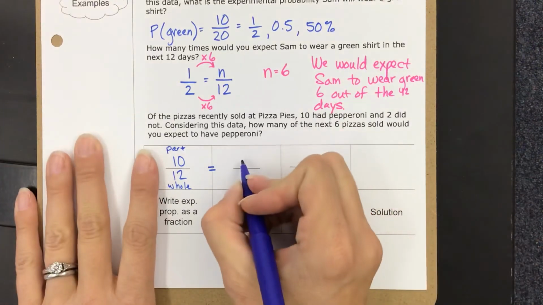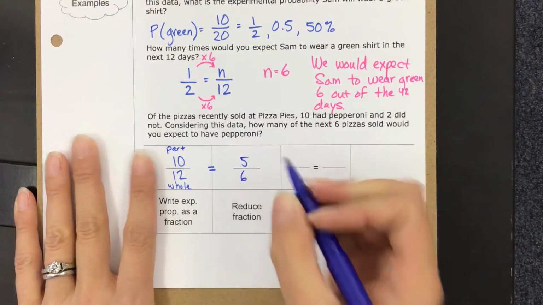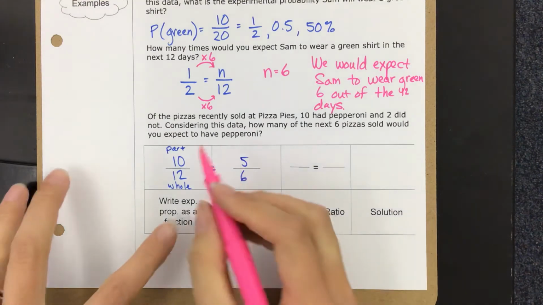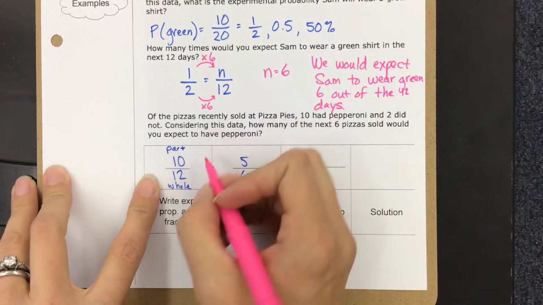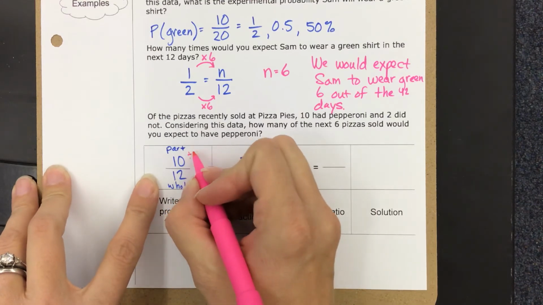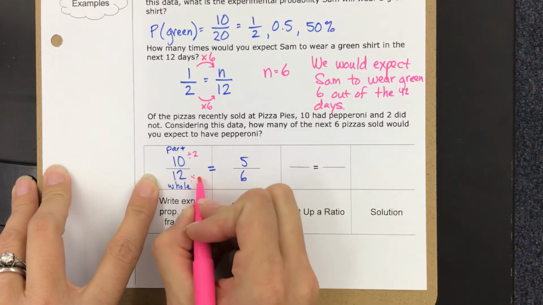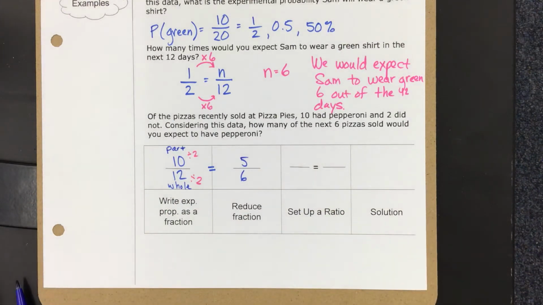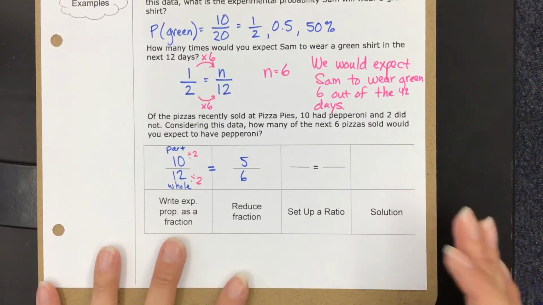For those of us that aren't sure, you can see that the top and the bottom are both divisible by 2. So I'm going to divide the top by 2 and divide the bottom by 2. And I get 5/6. Okay, if you're struggling with reducing fractions, that's okay. Mrs. Lakey and I are going to help you with it, okay?